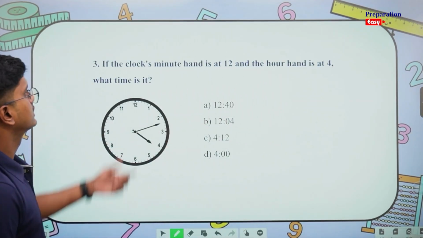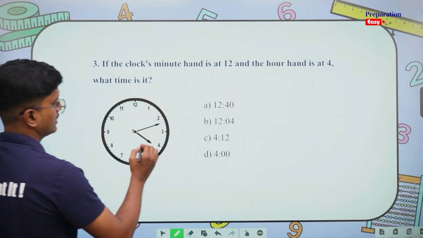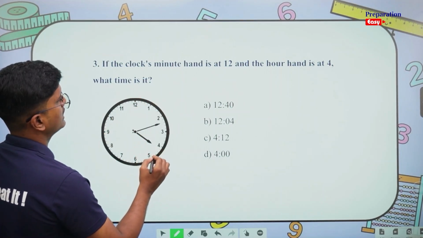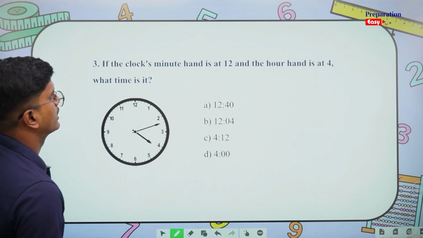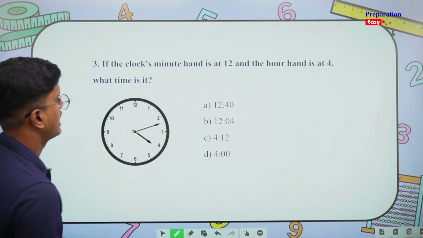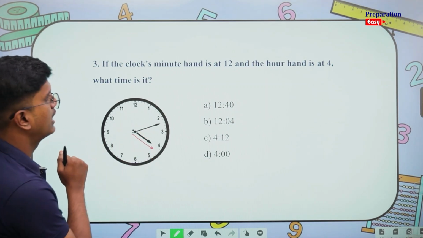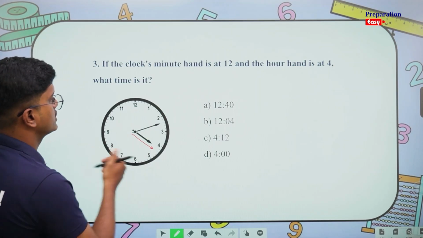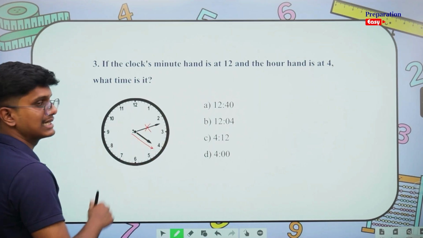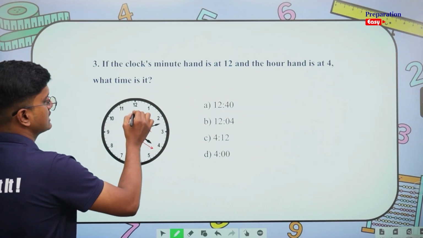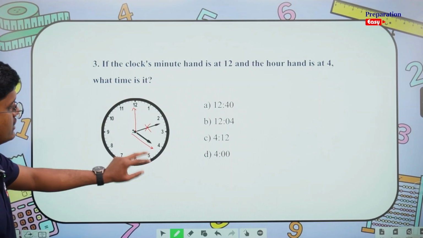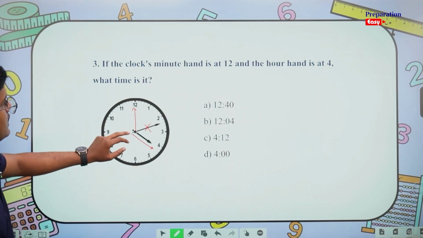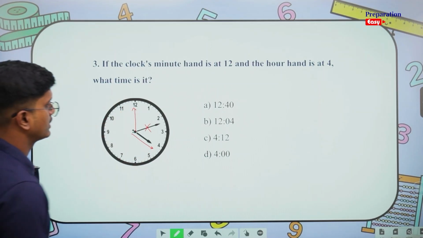Okay, if the clock's minute hand is at 12 and the hour hand is at 4, what time is it? The minute hand in this diagram is between 2 and 3, but they are saying the minute hand is on 12, so we will draw it this way. The hour hand is on 4 and the minute hand is at 12, so what time will it be? How will we write it?